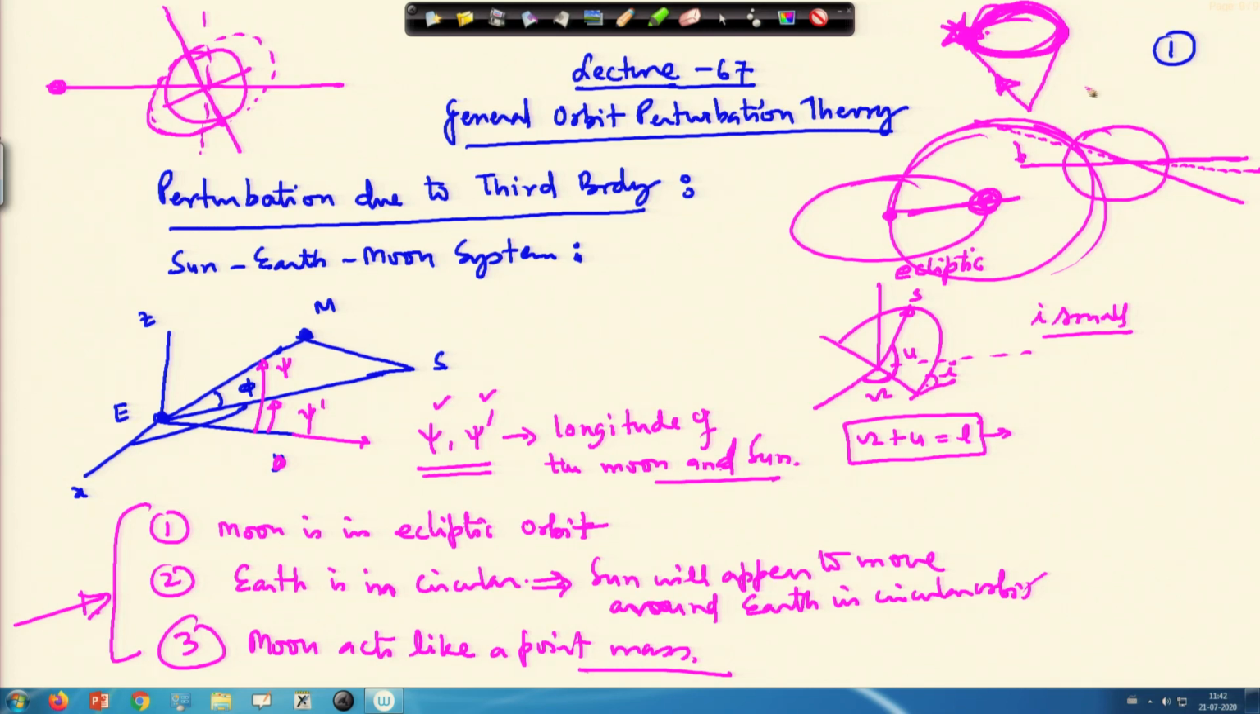This motion we call the precession motion, and besides this we also have the nutation motion of the spin axis of the earth. It keeps bobbling. It will rotate like this, and also it will keep bobbling about this. This is called the nutation motion. This happens because of the sun, and it can be computed also.